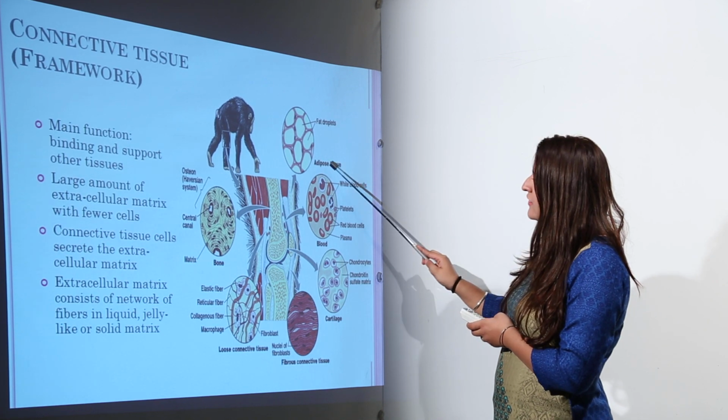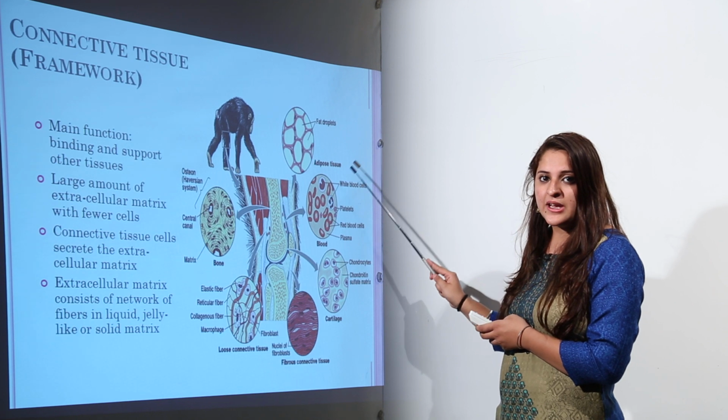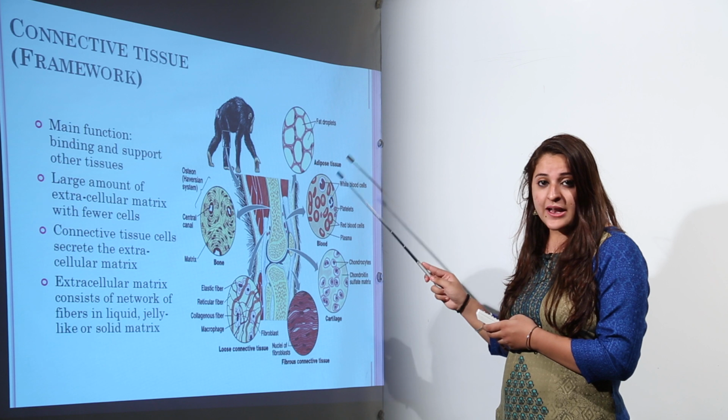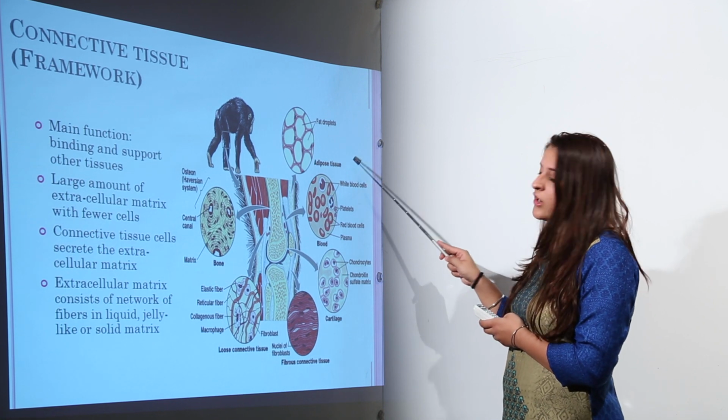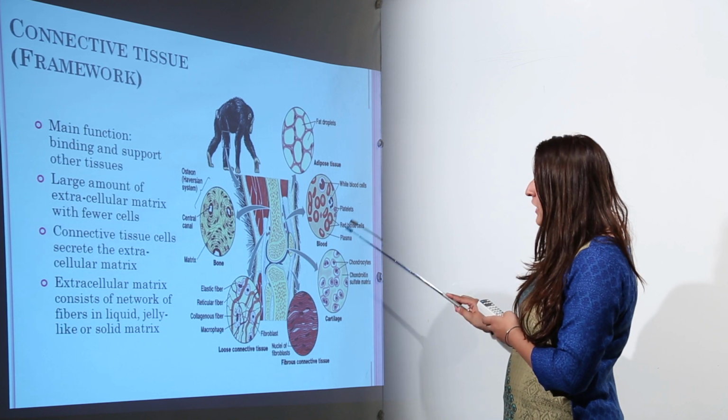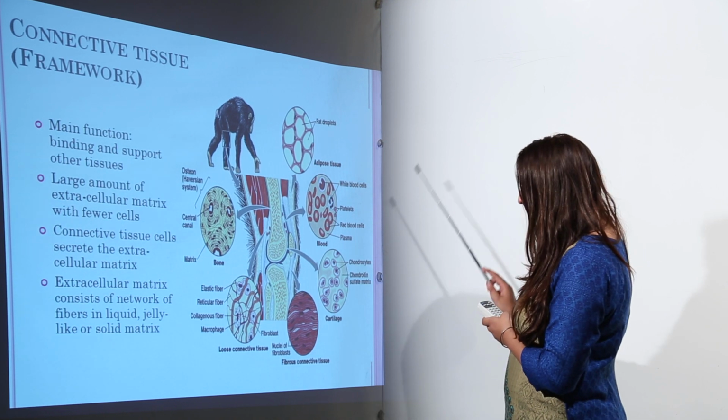So fat cells consist of adipose tissue, which helps in the storage of fat. This adipose tissue is present beneath the skin and is also involved in providing thermal insulation. So this is one of the types of connective tissue. Blood is another connective tissue I have already discussed.